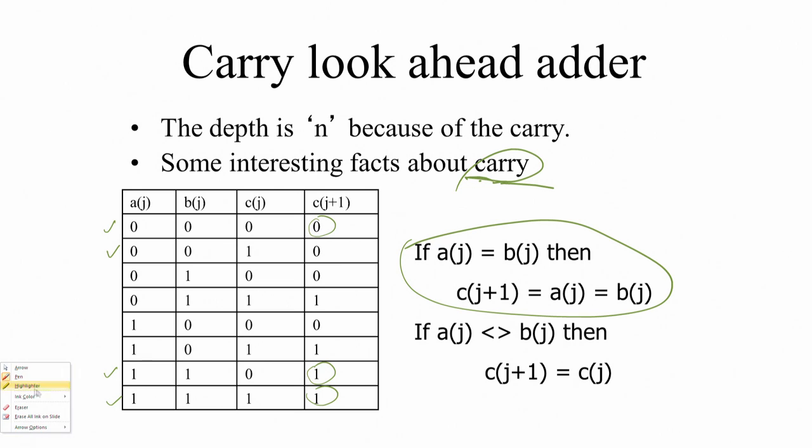Now, let us take some other case. When Aj is not equal to Bj, then Cj plus 1 is equal to Cj. These are the 4 cases where Aj is not equal to Bj. Note that Cj plus 1 is equal to Cj. When Aj is equal to Bj, your Cj plus 1 becomes independent of Cj. When Aj is not equal to Bj, your Cj plus 1 is equal to Cj.